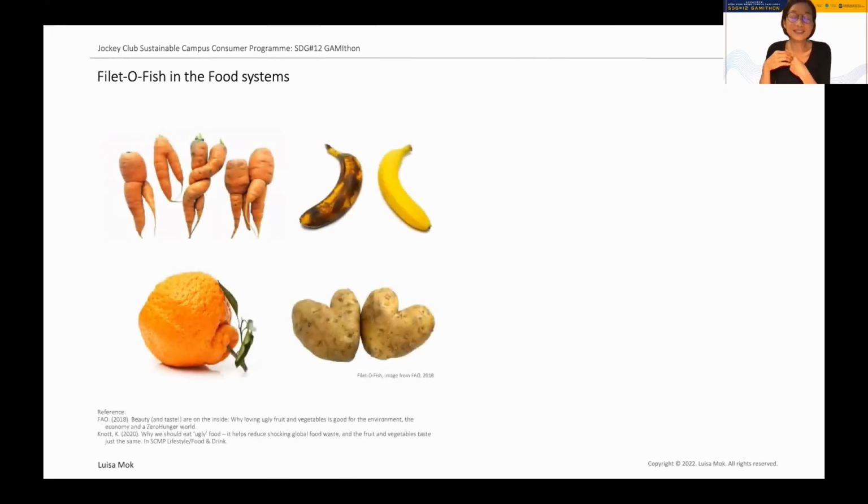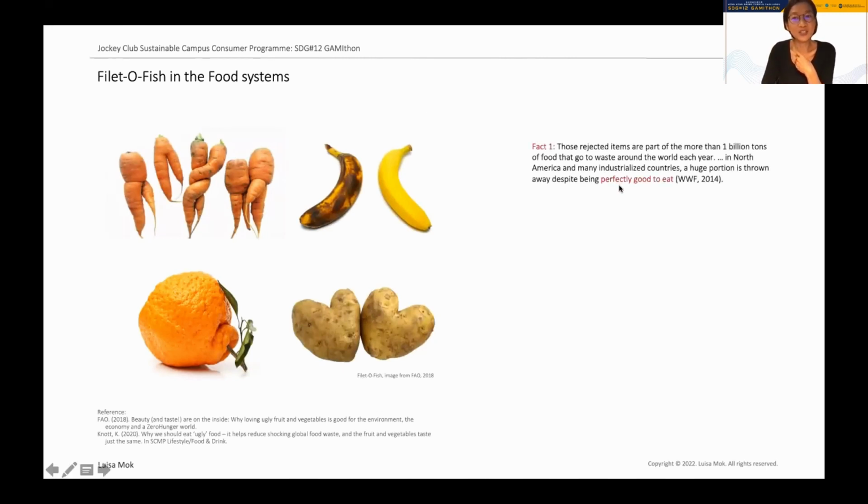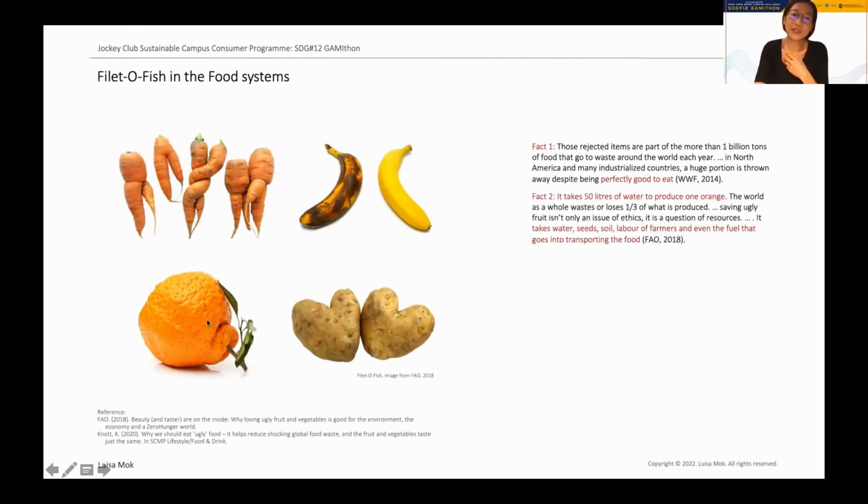So these are irregular fruits. So they have imperfect appearance. However, they are actually perfectly good to eat. And then fact 2, so for example, an orange. It takes 50 liters of water to produce one orange. And also other than water, it also consumes seeds, soil, labor, and also when transporting the food, it consumes gas and fuel or electricity. So it is consuming natural resources, but then if we don't eat it, then it is all wasted.